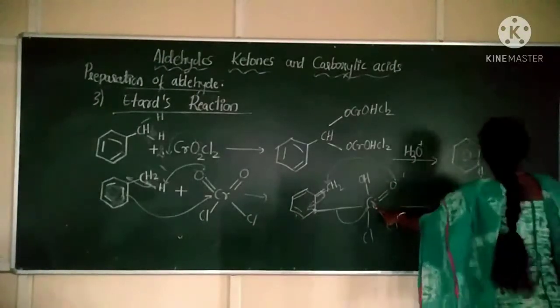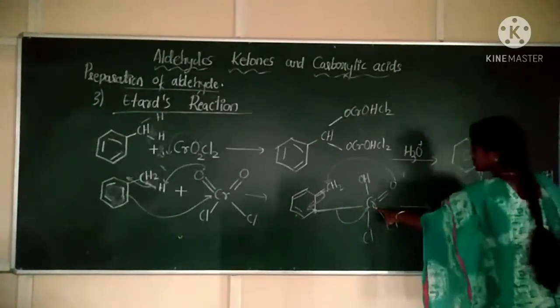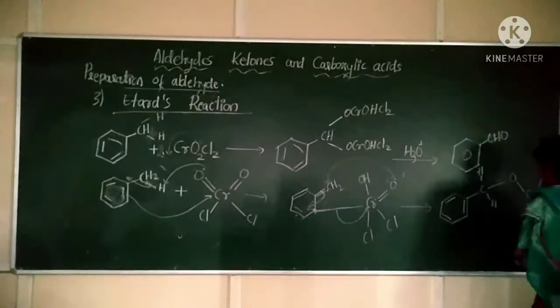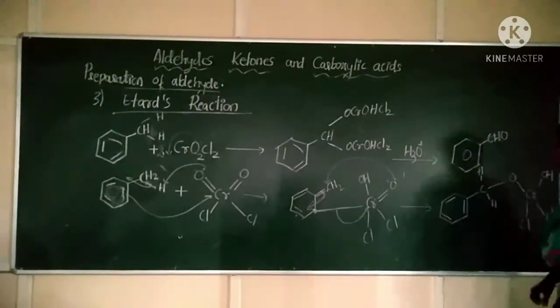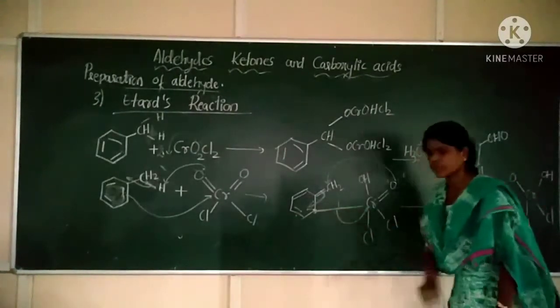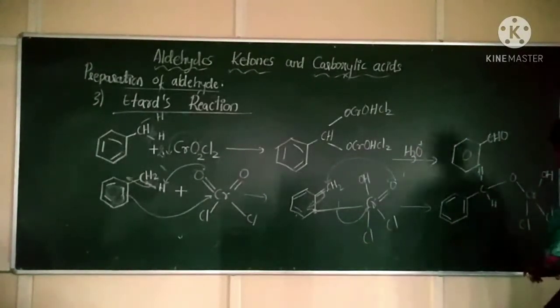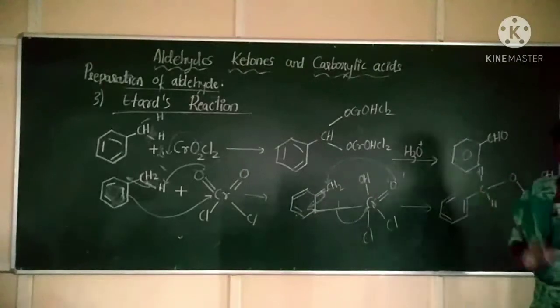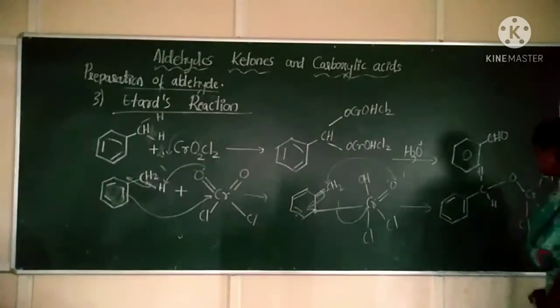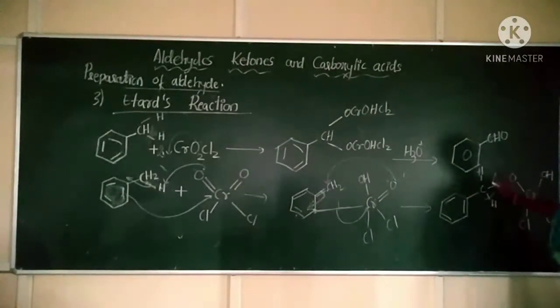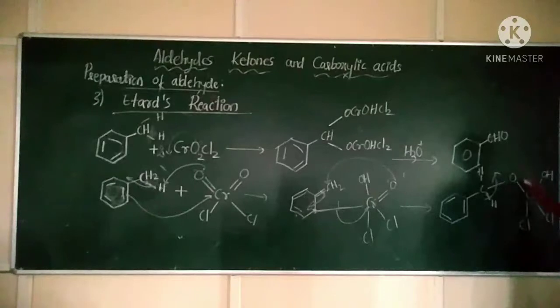To the chromium again we have OH, and on chromium we have Cl and Cl. Correct? Now this bond is breaking. Clear? Now this is our next compound. Now look at here. What do we need? We need benzaldehyde. We need an aldehyde. Clear? Now this hydrogen will move here. Okay, then these electrons will move here, and the bond between oxygen and chromium will be broken.